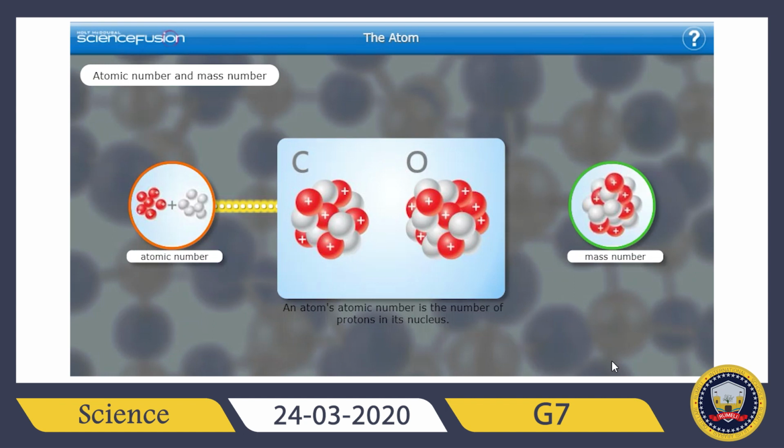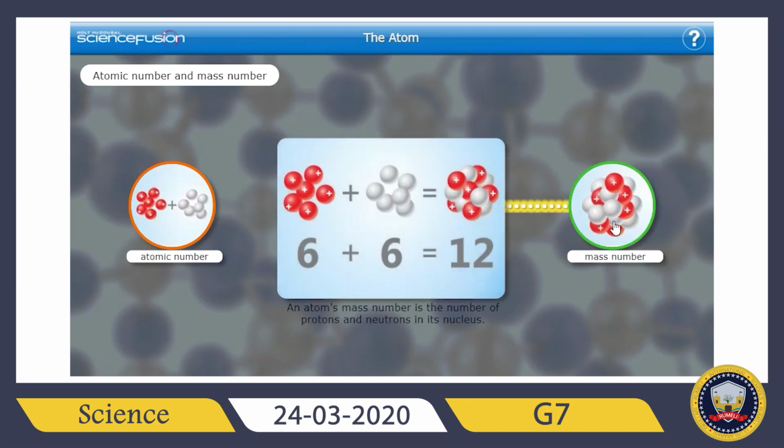On the other hand, what about mass number? We say that it should have a mass, even though this mass will be really small because it's a really small particle we are talking about here, but still it has a mass. So the mass number is the number of protons and neutrons inside the nucleus. Okay? For example, we have 6 protons and 6 neutrons inside the nucleus of a carbon atom.